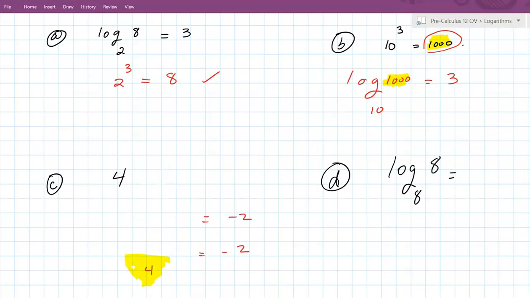Okay, and last one, what is log of 8 base 8? That means 8 to what power is 8? Well, we know that. That's very easy. That is 1. And it turns out that any log with an argument the same as its base will always give you 1. That's the next couple of rules. I'm going to write it up for you.